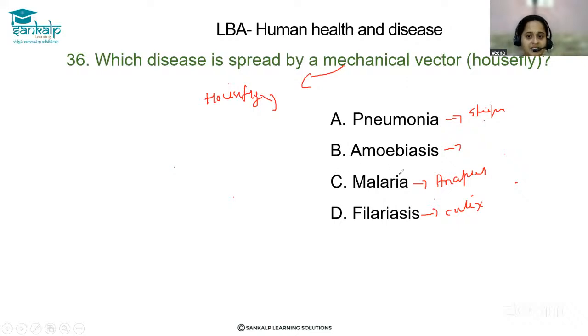So the correct answer: amoebiasis is caused through contaminated food and water. It becomes contaminated because of this mechanical vector, the housefly. So the correct answer is option B, amoebiasis.